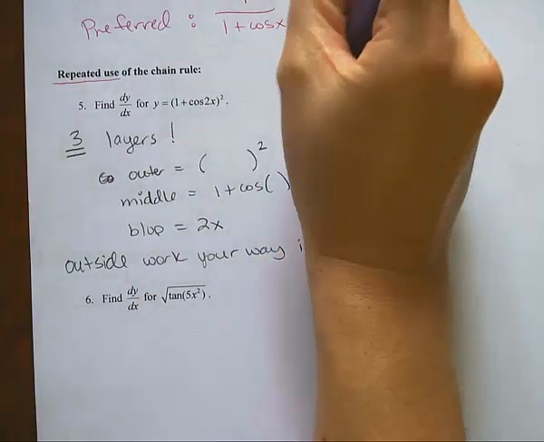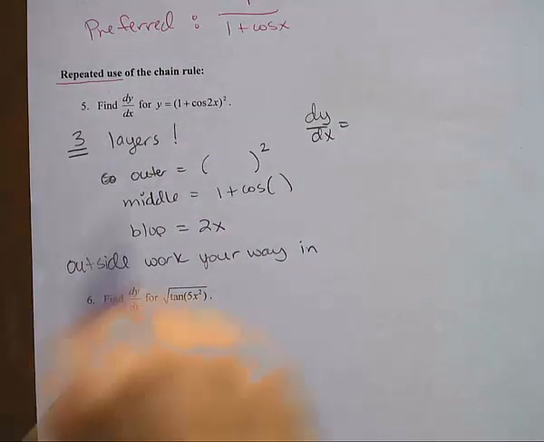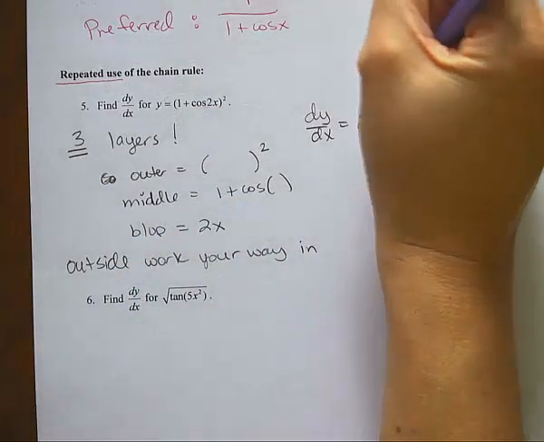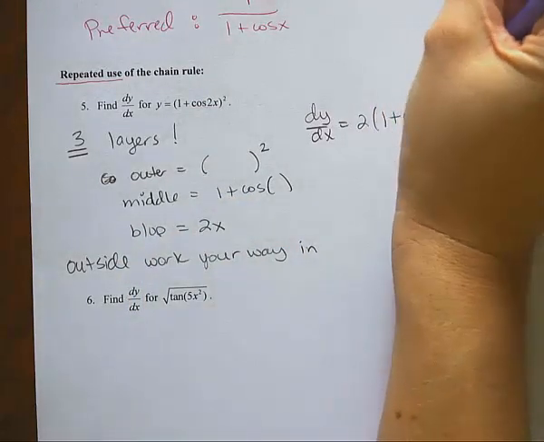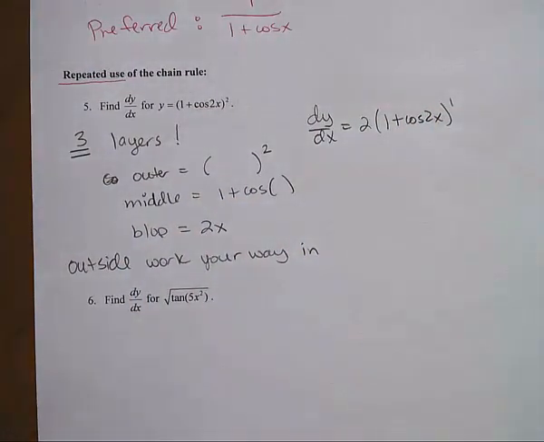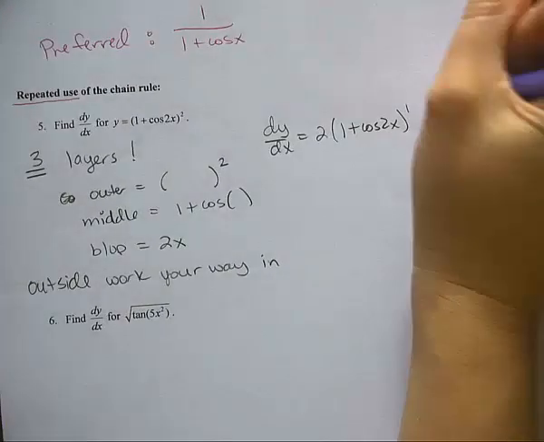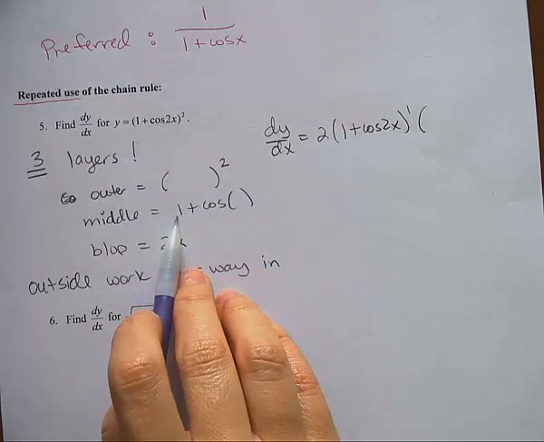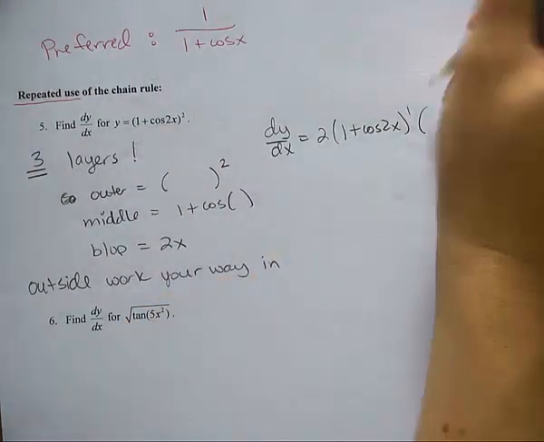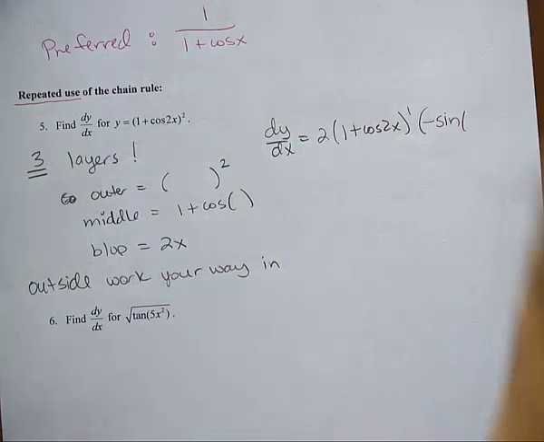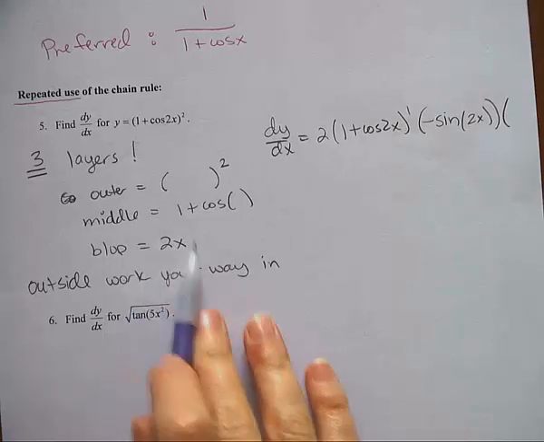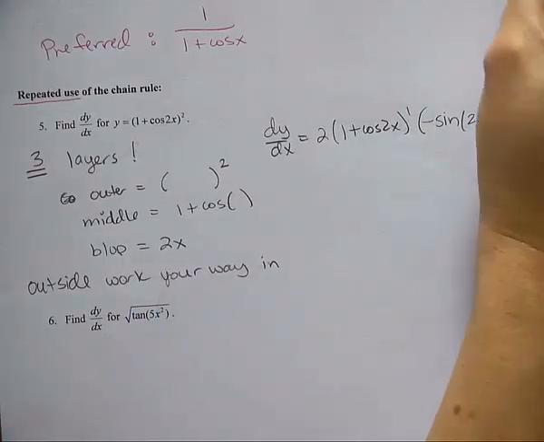So let's go dy dx. So the power function is 2 times the blop to the power of 1. So it's 2 times 1 plus cosine of 2x to the first power. Then I multiply by the derivative of the middle. So the derivative of 1 is 0. The derivative of cosine is negative sine of that blop, which was 2x. Then, last but not least, I multiply by the derivative of the inside one, which is just 2.